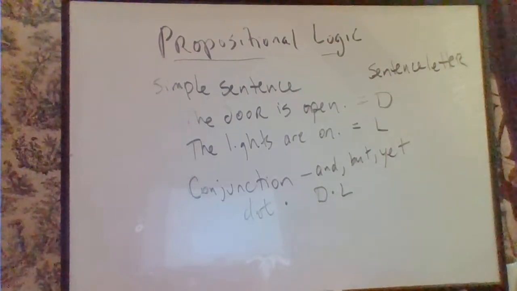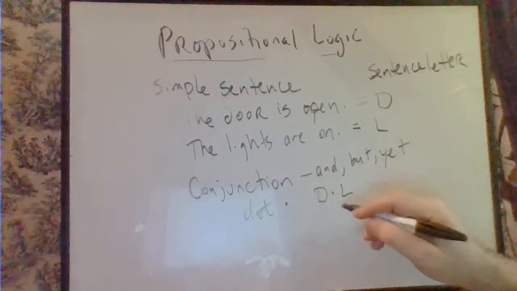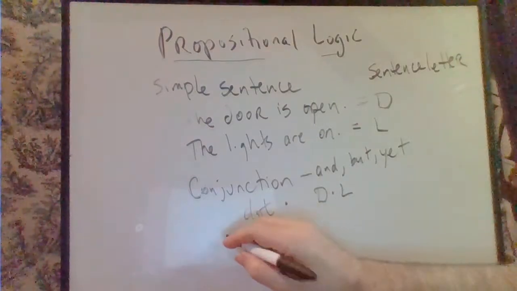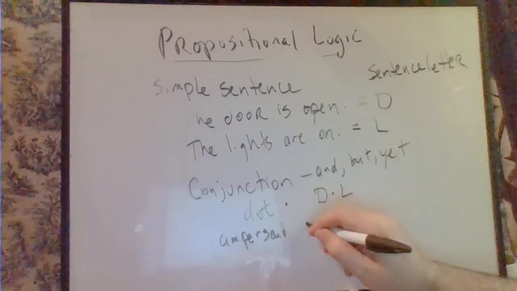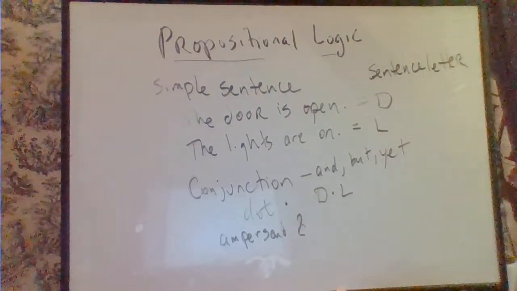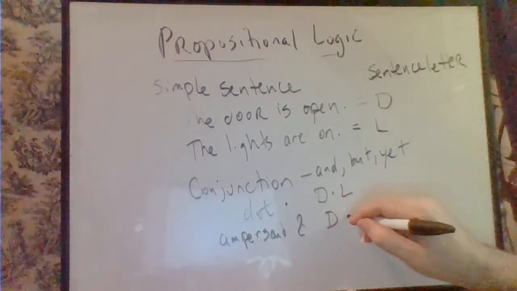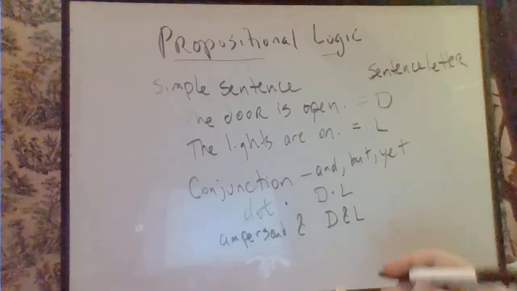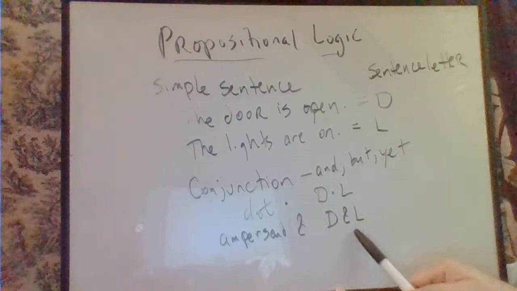The other symbol, because this dot being placed up like that, I could make a period, but putting it up like that, it's not on the computer. So we're going to use the ampersand because the computer can make that symbol. So when you go to do the exam, you're going to want to look for the ampersand for conjunction, which is D ampersand L. Again, the same basic idea. D, the door is open, and L, the lights are on, D and L.